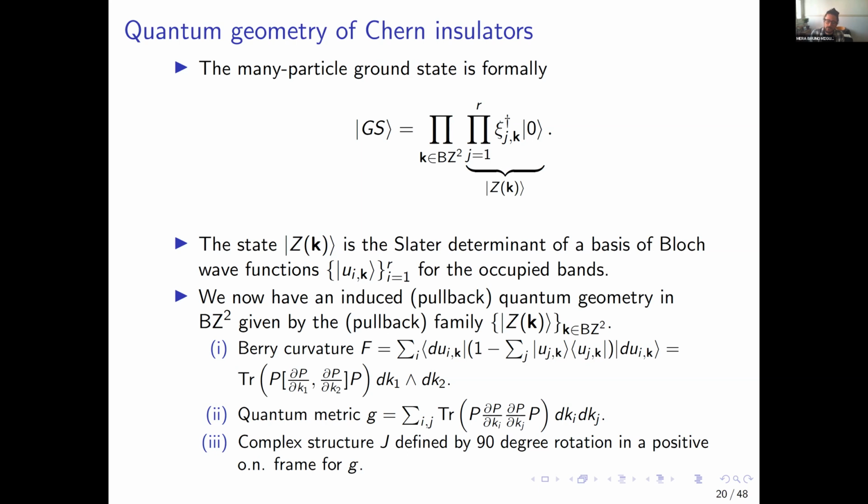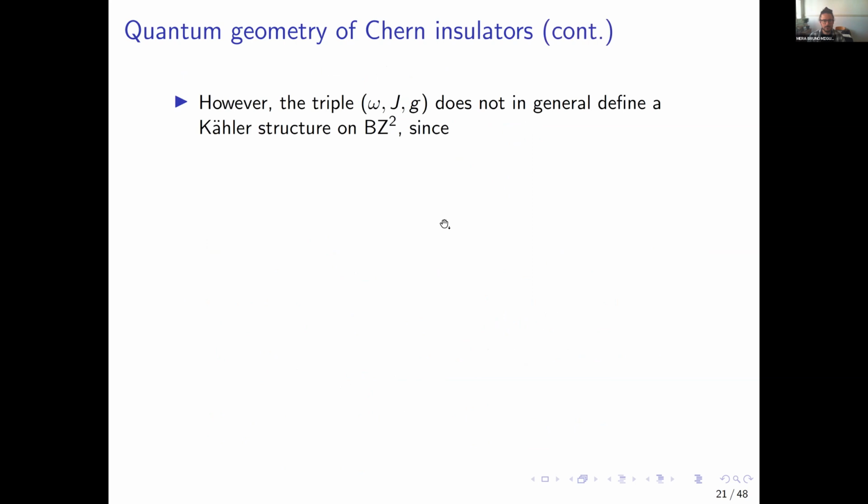And because you are in two dimensions, this is actually well defined and independent of the choice that you made, as long as you chose a frame which was consistent with your orientation. And that's it. Now, the triple of structures that you get here does, in general, not define a Kähler structure on the Brillouin zone, because this condition is no longer satisfied with equality, but rather you have an inequality.